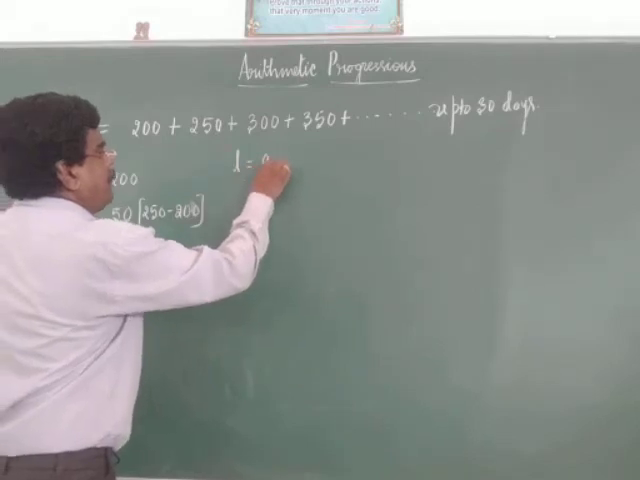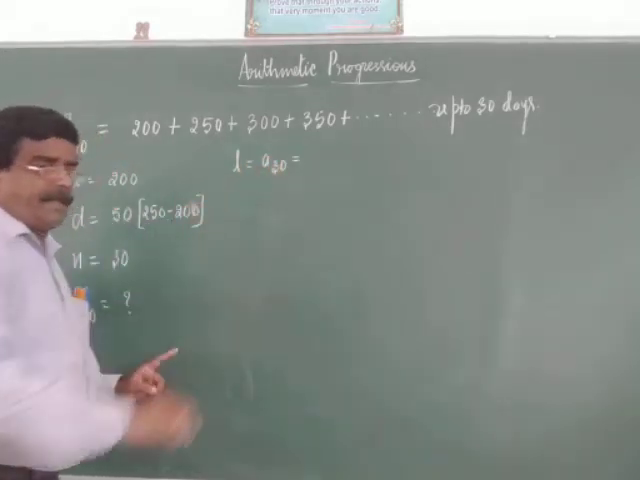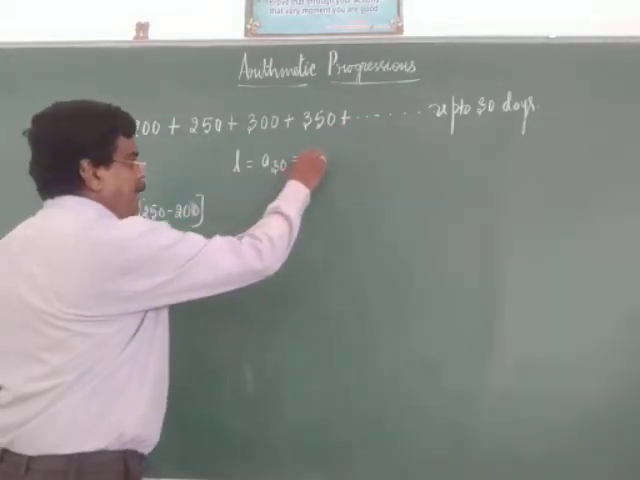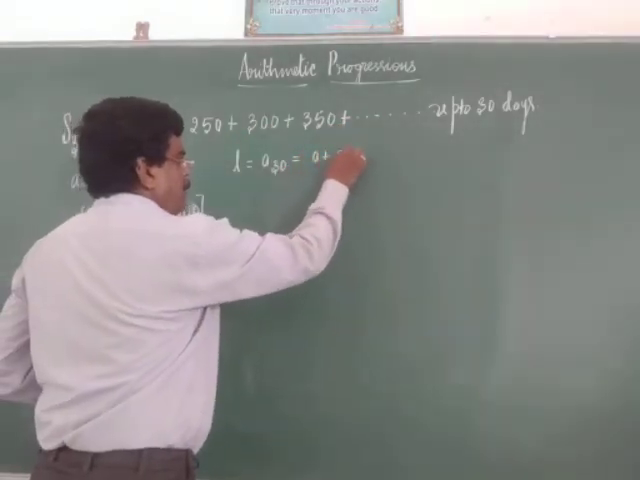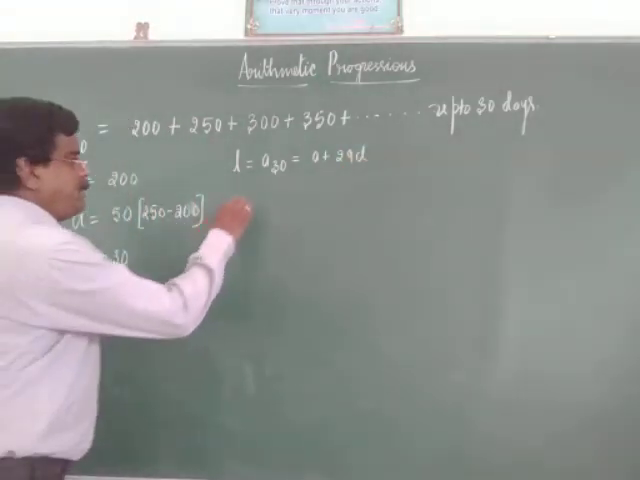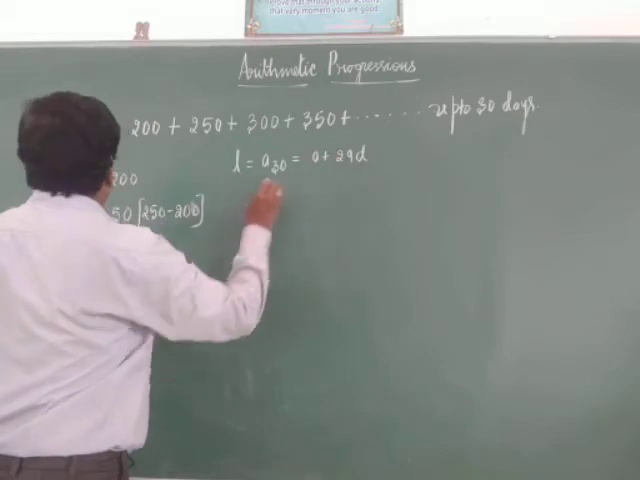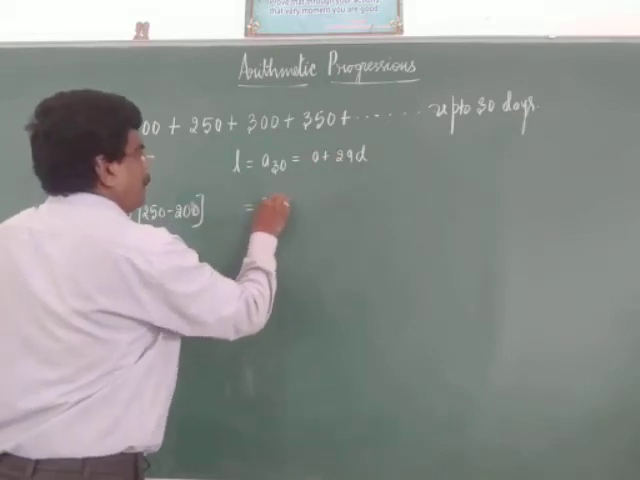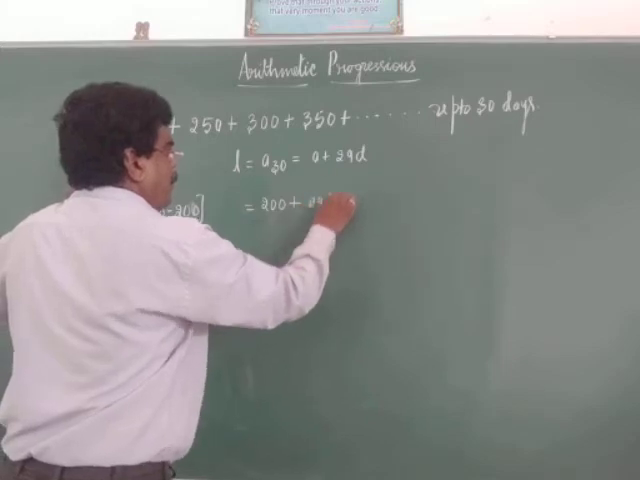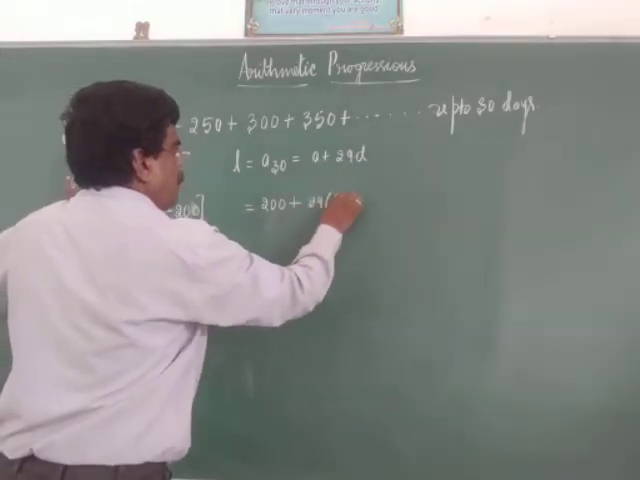Last term is nothing but A30, because like that A30 is there. So A30 means A plus 29 times difference. Which is equal to A, here it is 200, plus 29 times difference. The difference is 50.